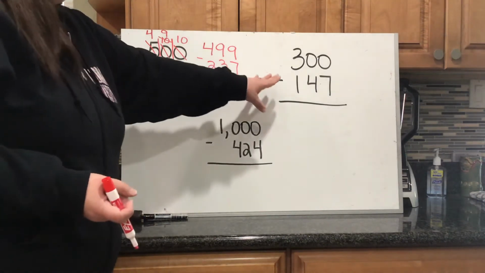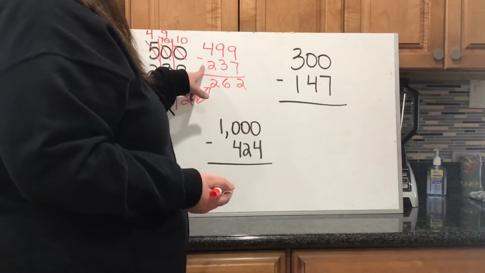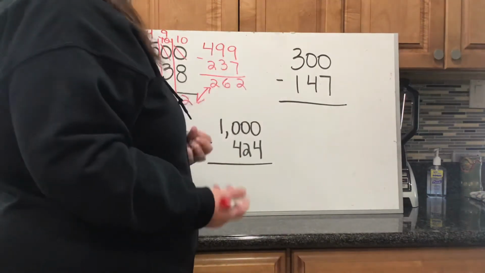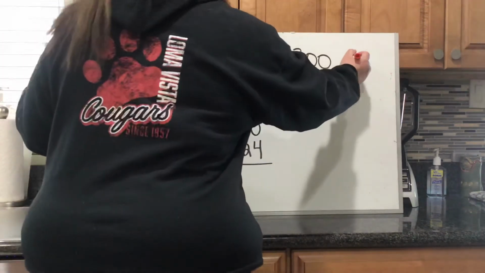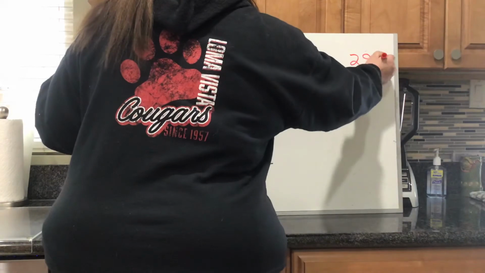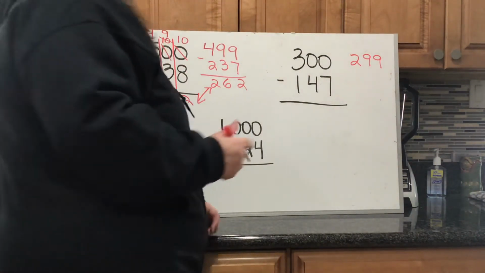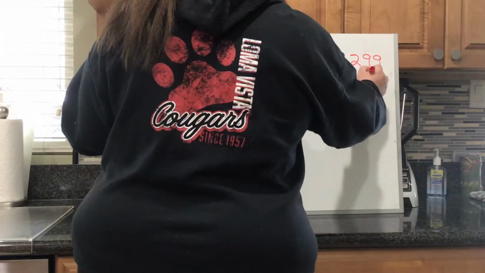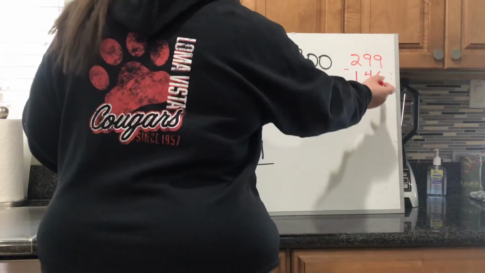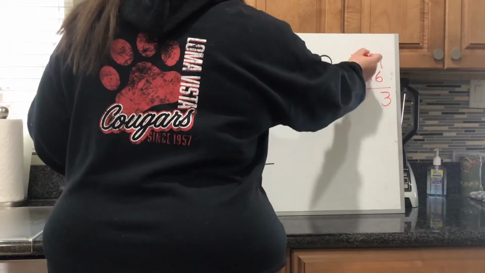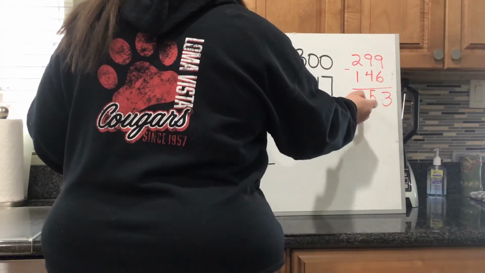So let's look over here at 300 minus 147. If you want to use the new strategy, the subtract 1, what is 1 less than 300? 299. What is 1 less than 147? 146. Now you're just going to simply subtract. 9 minus 6 is 3. 9 minus 4 is 5. 2 take away 1 is 1.